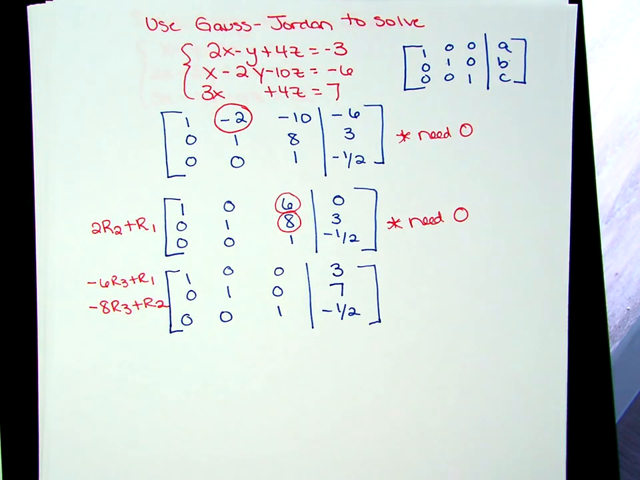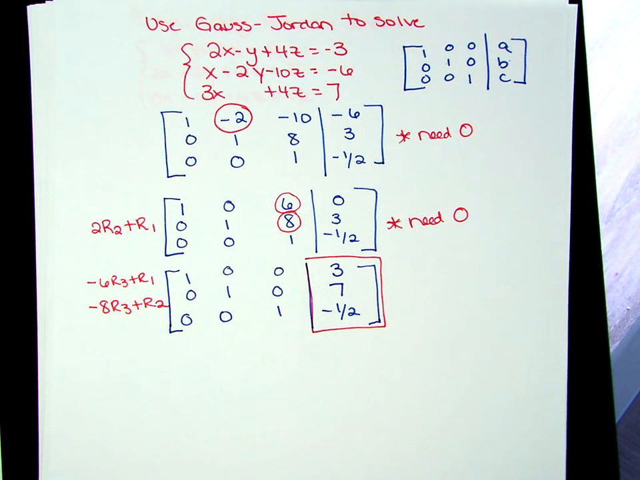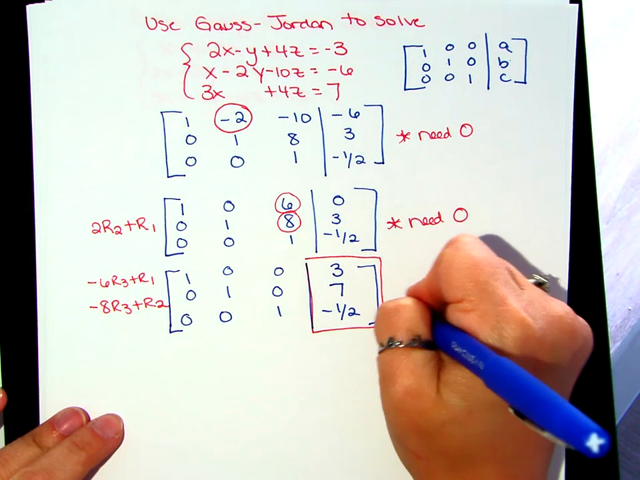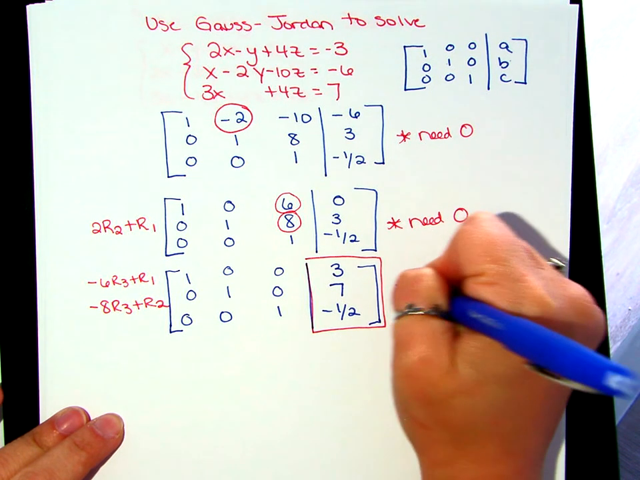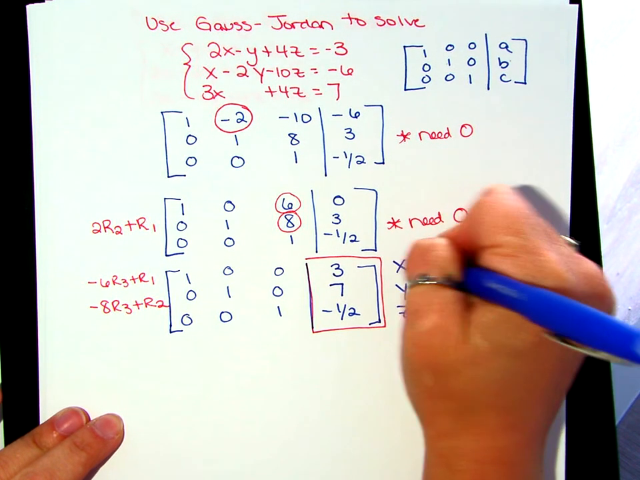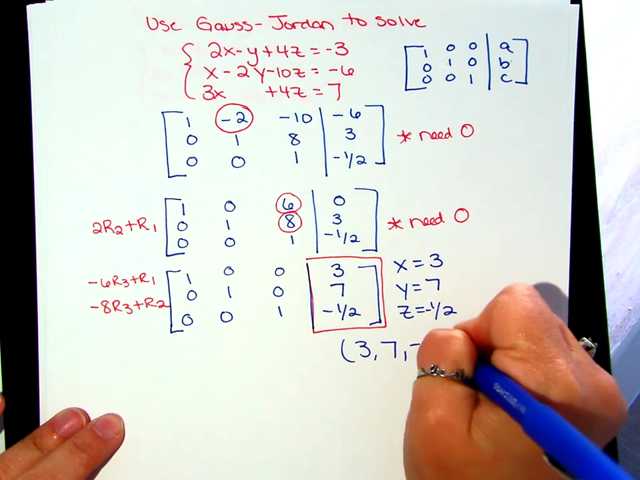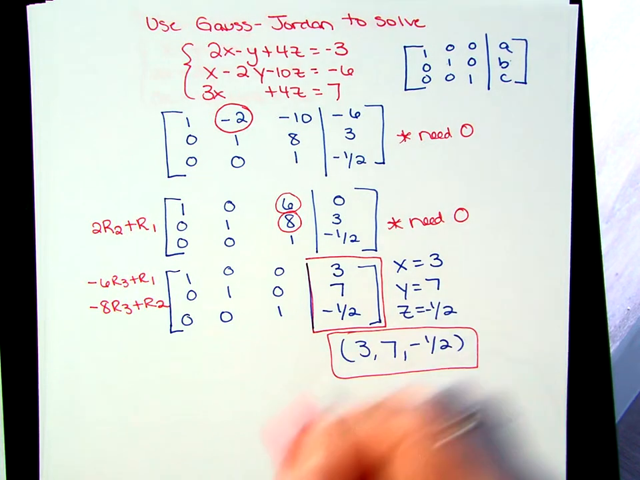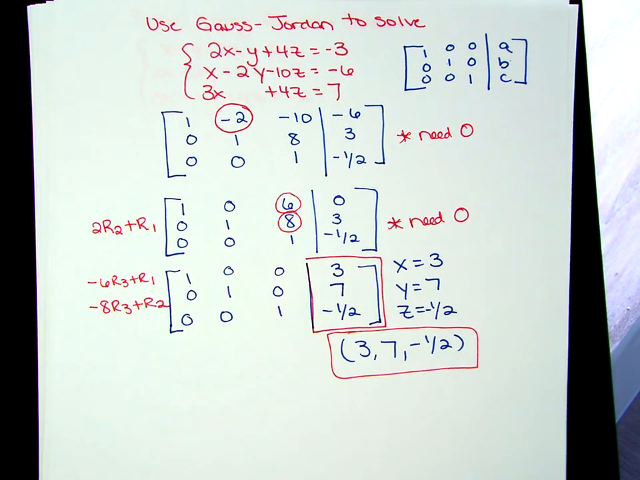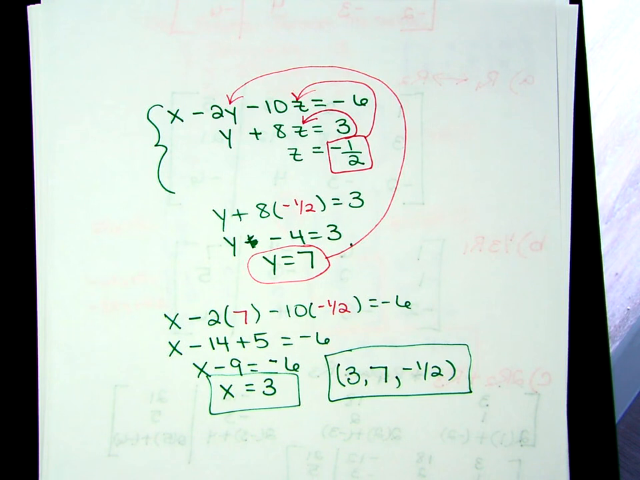This last column is my ordered triple. Because what I have is z equals negative 1/2, y equals 7, x equals 3. So that my ordered triple is 3, 7, negative 1/2, which is what we found when we did Gauss and we did back substitution.